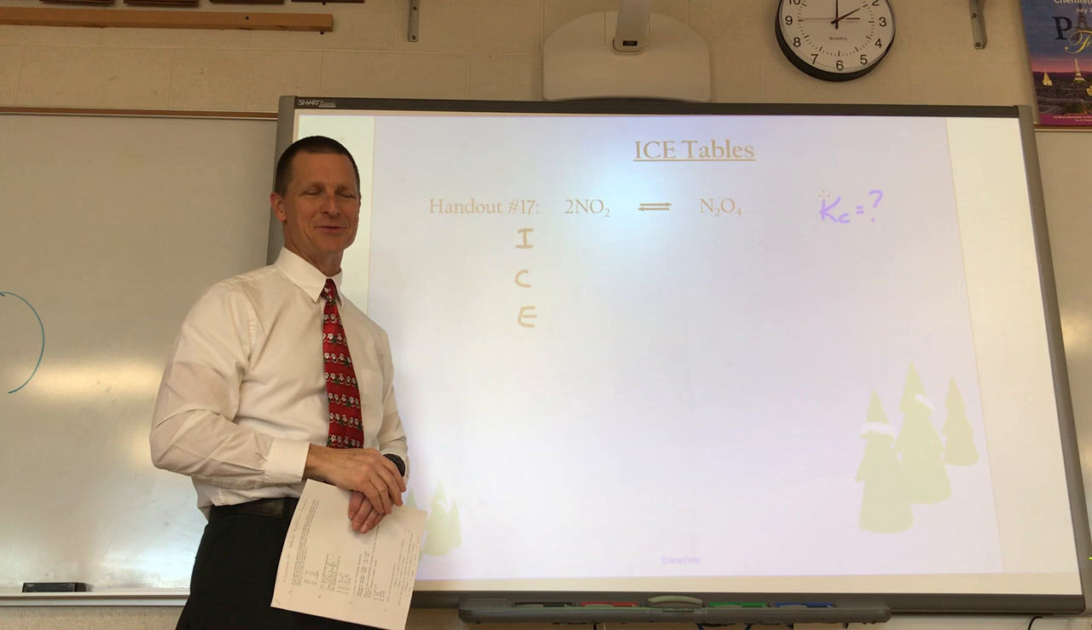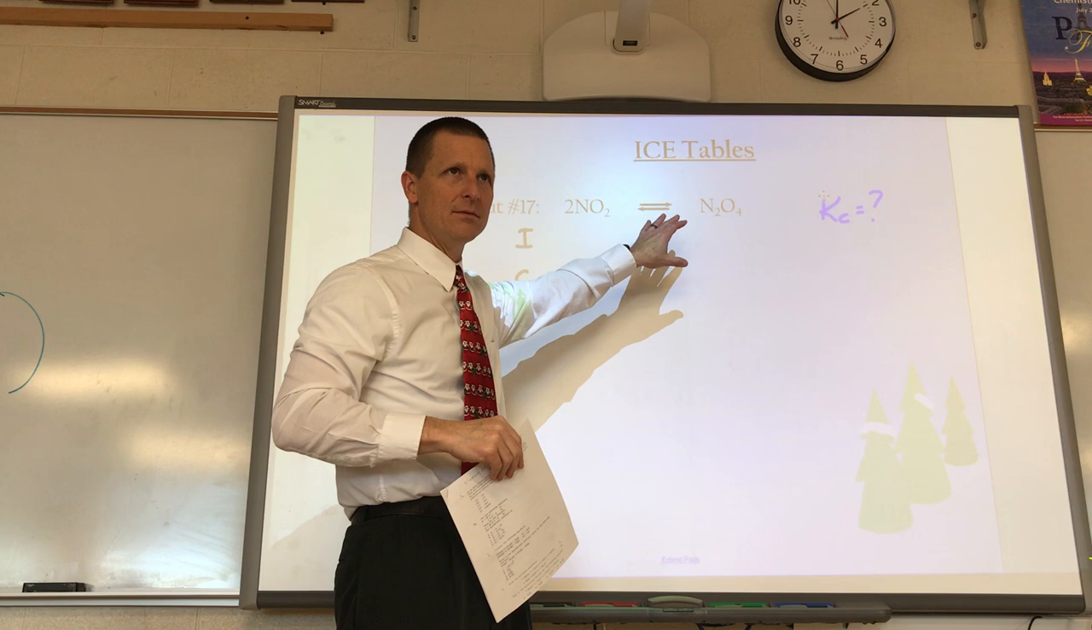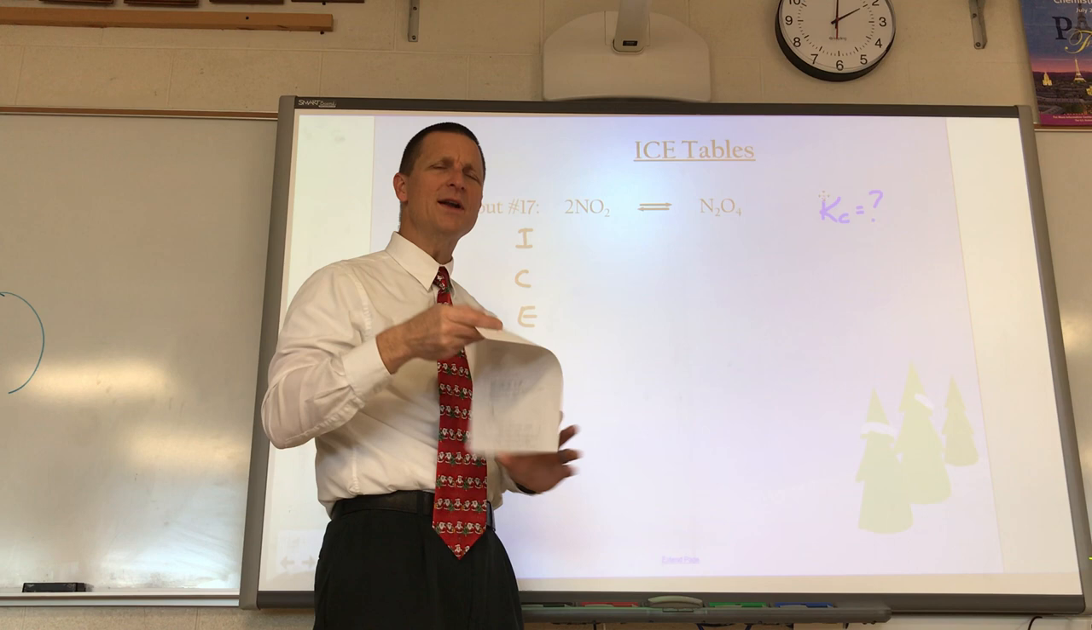Okay, now I want you to listen to this one. You're not going to like this. The problem says that this is our chemical equation. Whatever chemical equation the problem gives you, you keep. Don't flip it around. Why would you want to flip it around? Because what does it tell us about the reaction?